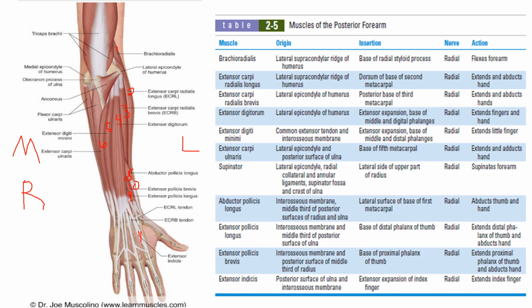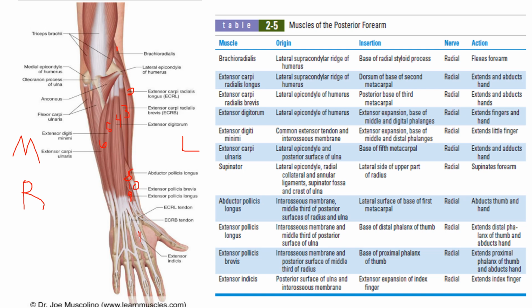Adjacent to the abductor pollicis longus, more medially, is the extensor pollicis longus, or the EPL. The extensor pollicis longus also originates from the interosseous membrane and the middle third of the posterior surface of the ulna, just like the abductor pollicis longus. It inserts into the base of the distal phalanx of the thumb, and it extends the distal phalanx of the thumb and abducts the hand.